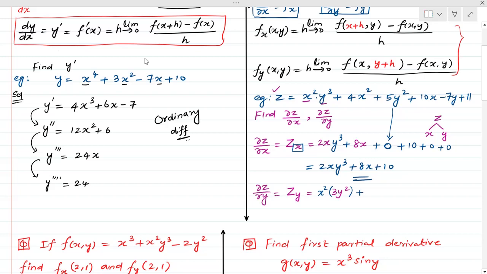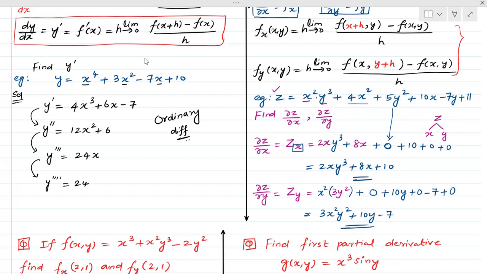Plus, we are differentiating with respect to y, the x is a constant. Therefore, this term becomes 0. Plus, we are differentiating with respect to y, therefore here it becomes 10y. And here there is no y term, plus 0. Here there is a y term, which is equal to 7, the constant, it becomes 0. The final answer will be 3x square y plus 10y minus 7.